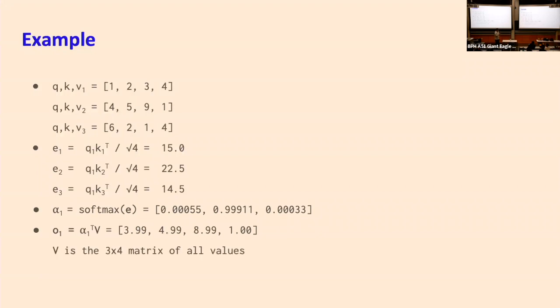Cool. Then we take the dot product of alpha and the full V vector, and it will give us an output vector, which is 3.99, 4.99, 8.99, and 1. If you notice, the alpha vector here just kind of says that for the first token, the second token is super, super important, right? Because 99% of my information is coming from that one, and everything else is really tiny. Yeah?